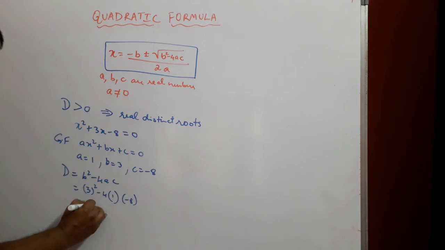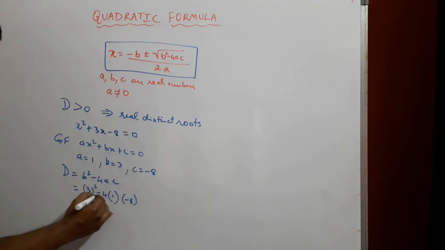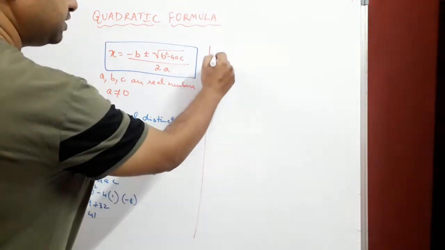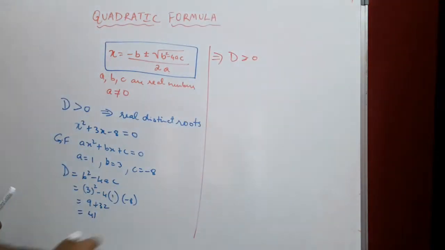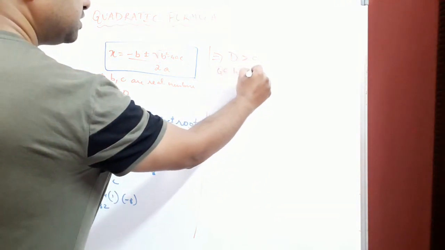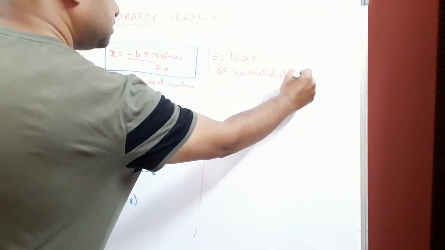3 whole square is 9. 4 into 1 is 4. 4 into minus 8 is minus 32. Minus 32 and minus gives us plus 32. Plus 32 and plus 9 will give us 41. This implies that d is greater than 0, which means our quadratic equation has real distinct roots.